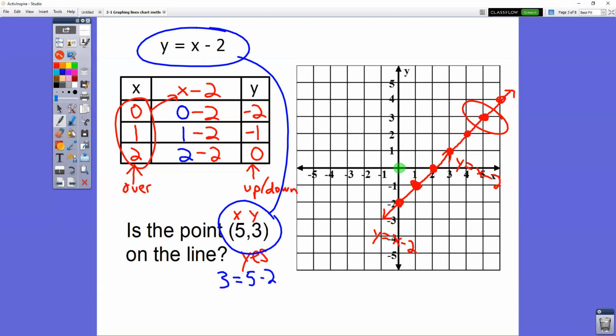Well, just like doing a check when we're solving equations, we actually want to do this calculation now. 5 minus 2 is 3. Does 3 equal 3? Yes, it does. So our answer is yes. When you have matching numbers on each side of the equal sign, our answer is yes. If we had like 5 equals 3, then our answer would be no, and our point would not fall on the line. We'll see some of those in a second.